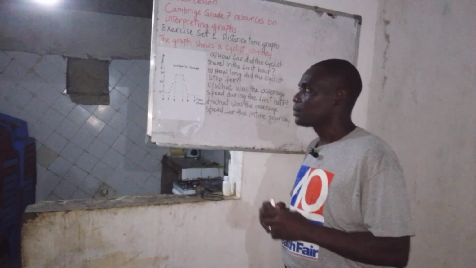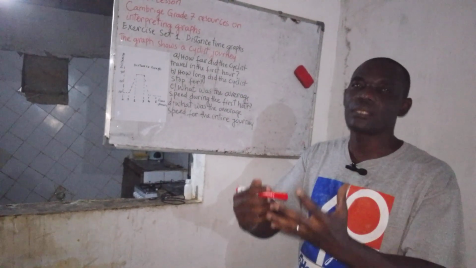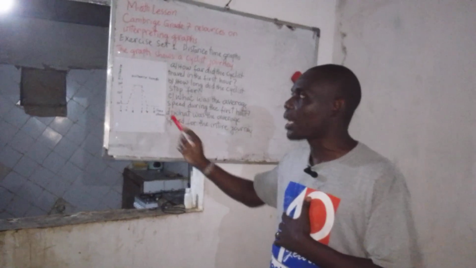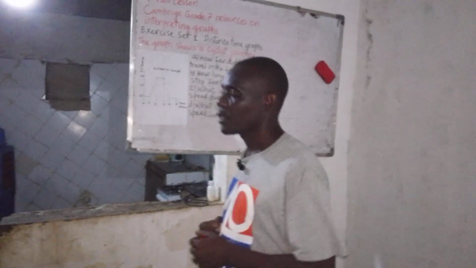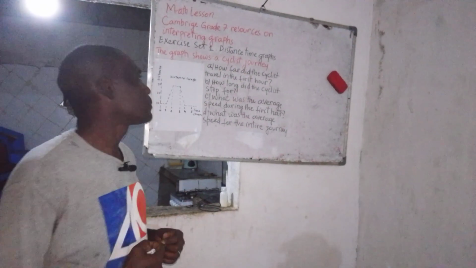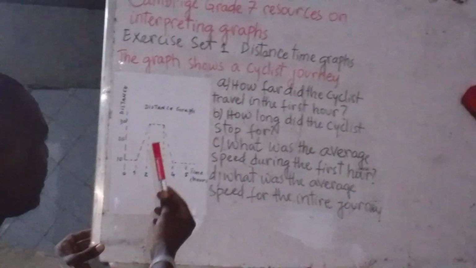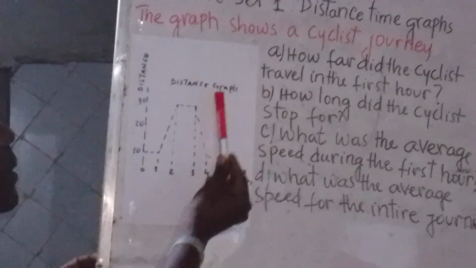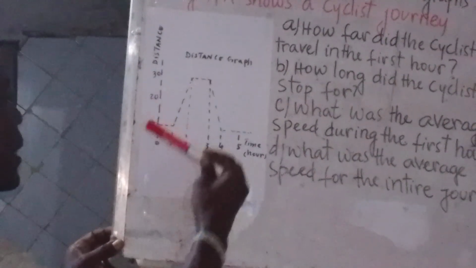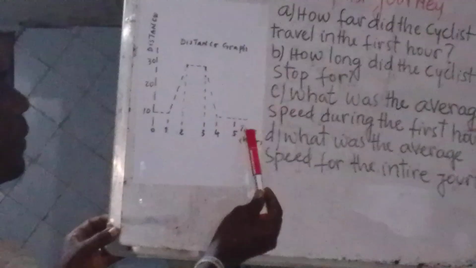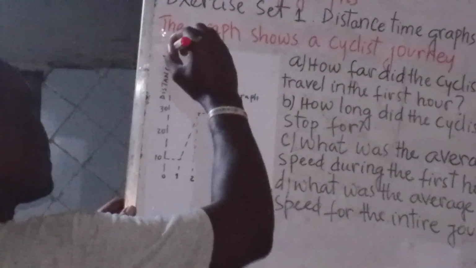Explaining the increase and the decrease of the distance based on a graph. We have the distance graph. This is the distance and this is the time in hours. We have distance in kilometers here, and we have the time in hours.